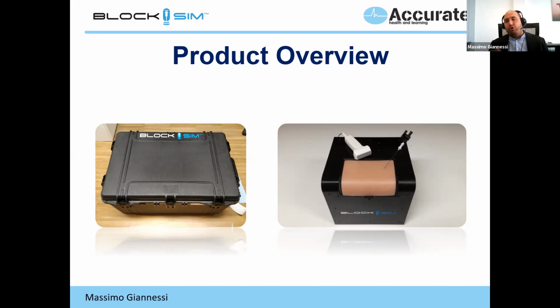Everything, so probe, needle, the 3 tissue insert pads, plus the machine, plus the box, are all inside the transport box, which, like the latest BlockSim box, is an IP67 transport case that you can even fly with, and is easy to transport around.